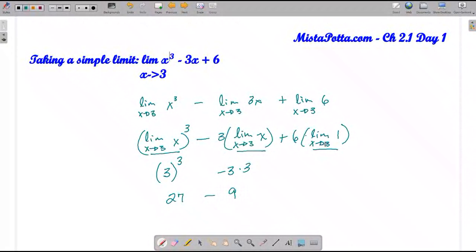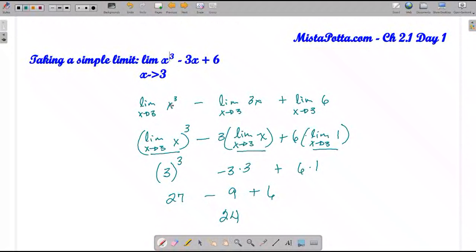The limit as x approaches 3 of my constant function 1 is just 1. So this becomes 6 times 1, and so I'm adding a 6 to the expression. So I have 27 minus 9, which is 18, plus 6, and so I get 24.